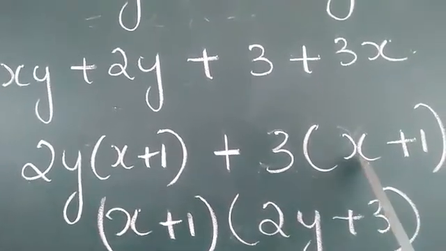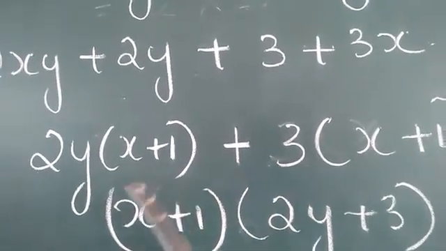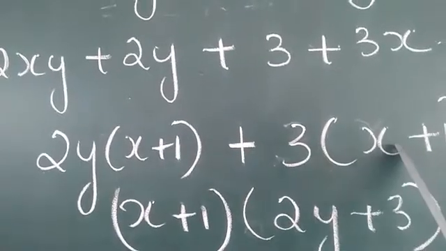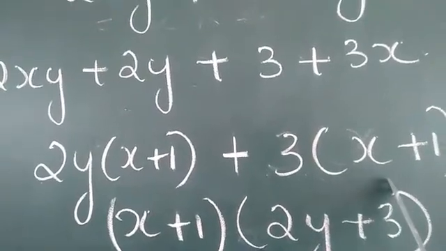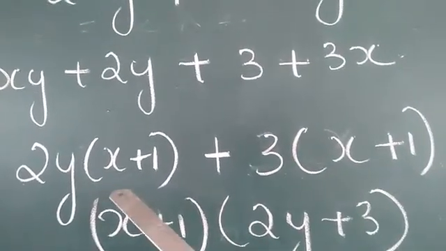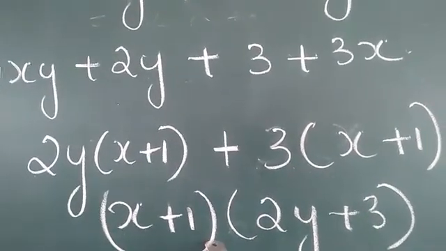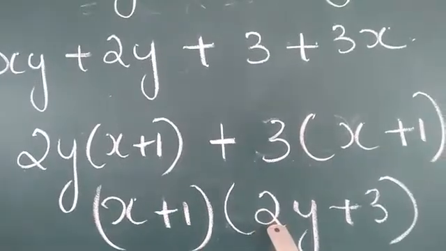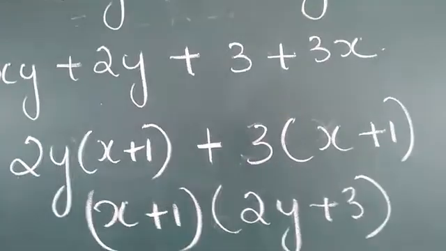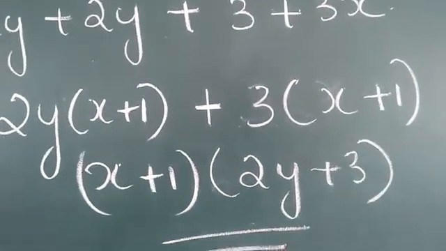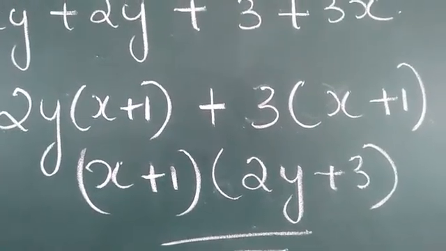Next, from this step we can see x plus 1 is a common factor. Now these two terms are there: 2y into x plus 1 plus 3 into x plus 1. Here which one is the common factor? x plus 1. Let us take x plus 1 outside the bracket. Here remaining 2y, plus here remaining 3. So we got x plus 1 into 2y plus 3. These are the factors of the given expression.